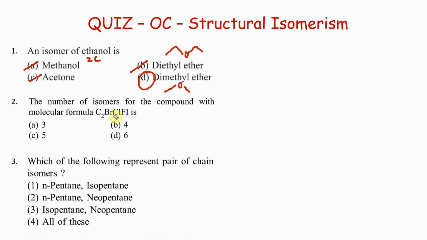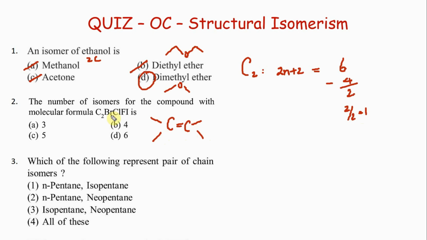The number of isomers for the compound with molecular formula C2BrClFI. You can do this in two different ways. One, we can look at the double bond equivalent. C2 tells me 2n plus 2 hydrogens, so 2 times 2 is 4, plus 2 is 6 hydrogens. Now I can subtract the number of halogens, there are 4 halogens, so 6 minus 4 is 2, and the double bond equivalent is 2 by 2, which is 1. So there is one double bond.